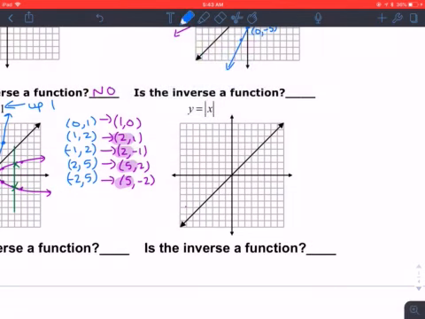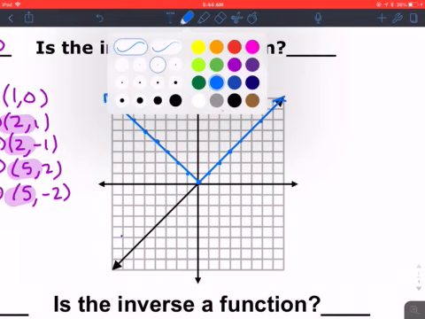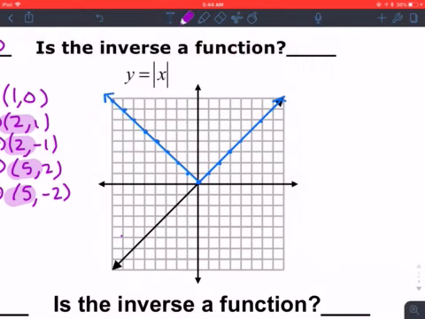Okay, let's go ahead and graph this next one. We have y equals the absolute value of x. Remember, absolute value is the shape of a V. Absolute value is a distance from 0. So this graph will not have any negative y values. And then we can just take some points.